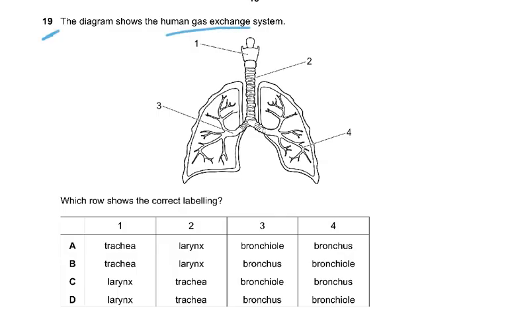Question 19, the diagram shows the human gas exchange system. Which row shows the correct labeling? What was 1? 1 was the larynx, 2 was the trachea, 3 is the bronchus, and 4 is the bronchiole. So the answer to 19 is D. Right and left bronchus, and then bronchioles. So this is the main trachea, and then it divides into right and left bronchus, and further divisions are called the bronchioles. So larynx, trachea, bronchus, and bronchiole. So that is D.